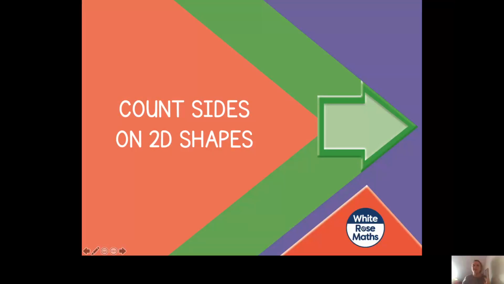Now, as you know, yesterday we started a brand new maths unit looking at shapes, didn't we? And we started this maths unit by looking at the names of different 2D shapes. Today we are going to be carrying on with 2D shapes, but this time we're going to be counting their sides. I know we looked at this a little bit yesterday because when you're trying to name a shape, sometimes you need to know how many sides the shape has. But today we're going to be building on that. But before we do, let's warm up our brains with our flashback.